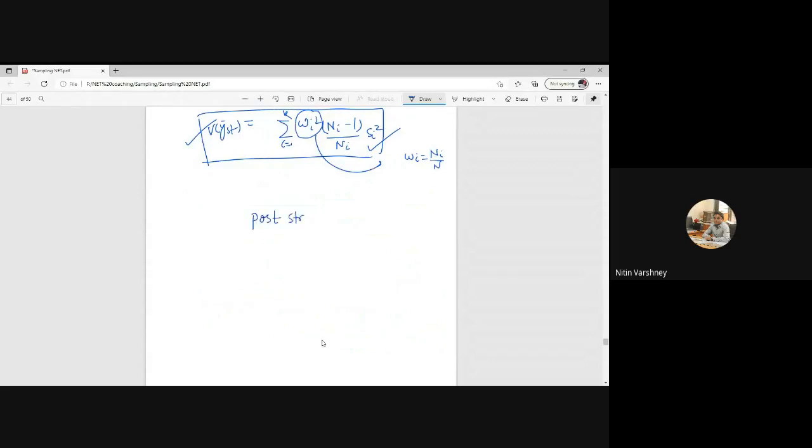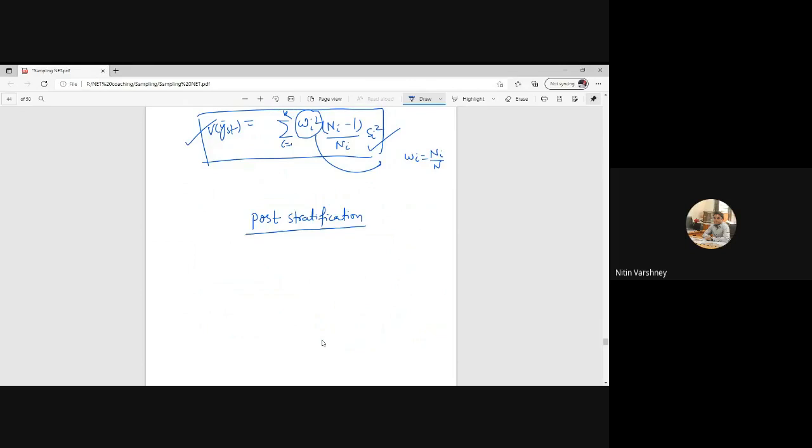They can ask theoretical questions from this portion. Post stratification. So what is the concept? Usually in stratified sampling, we pre-assume that the stratum size and the sampling frame of each stratum are available.